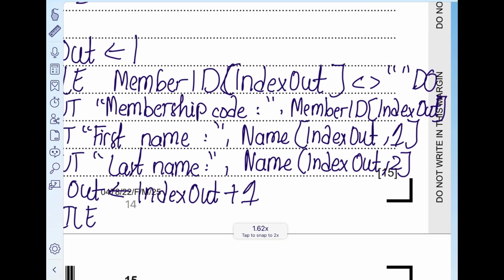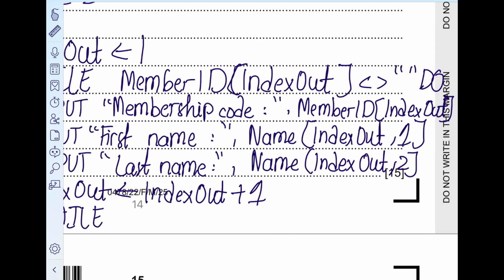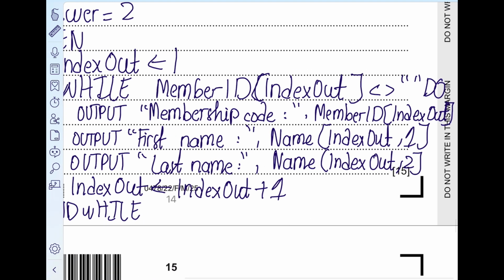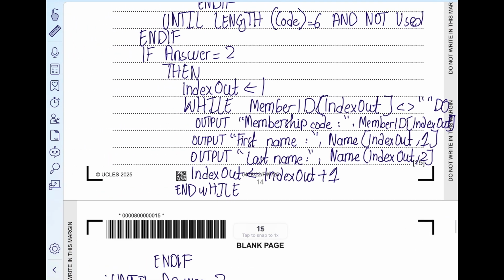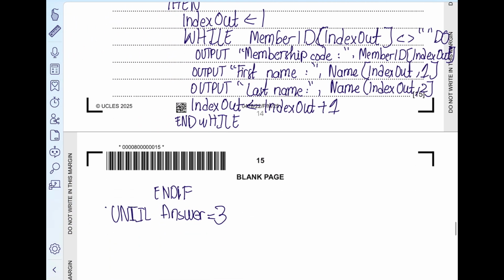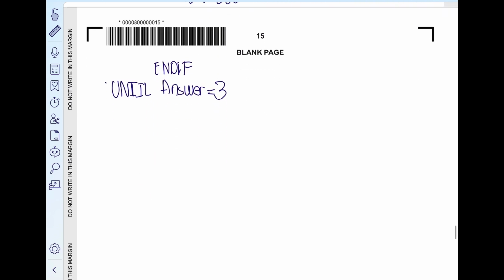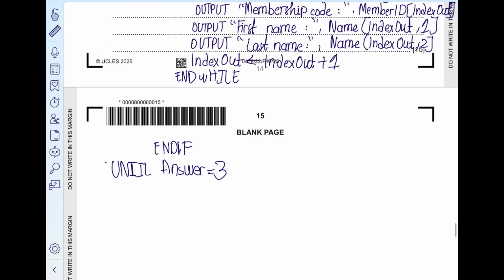So the way to access an array is the name of the array, which is member ID. In the squared brackets, you would point at what index you want to access. Output the first name, then output the last name. The index out, I will increment it so that next time I can proceed to the next one, end while. End if, and overall it is repeated until the answer value is 3. So you want to repeat until it stops. And by doing this question, we have reached the end of this program.